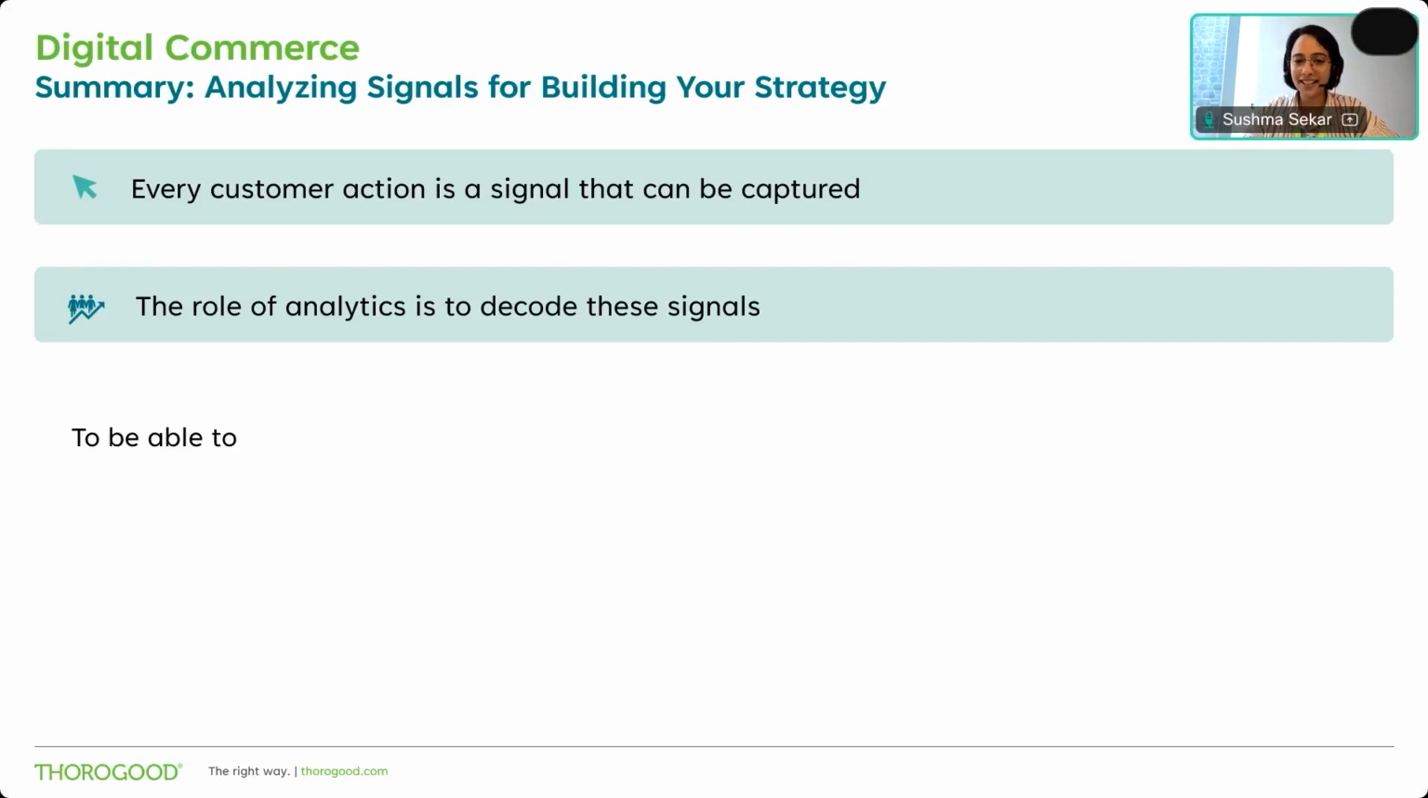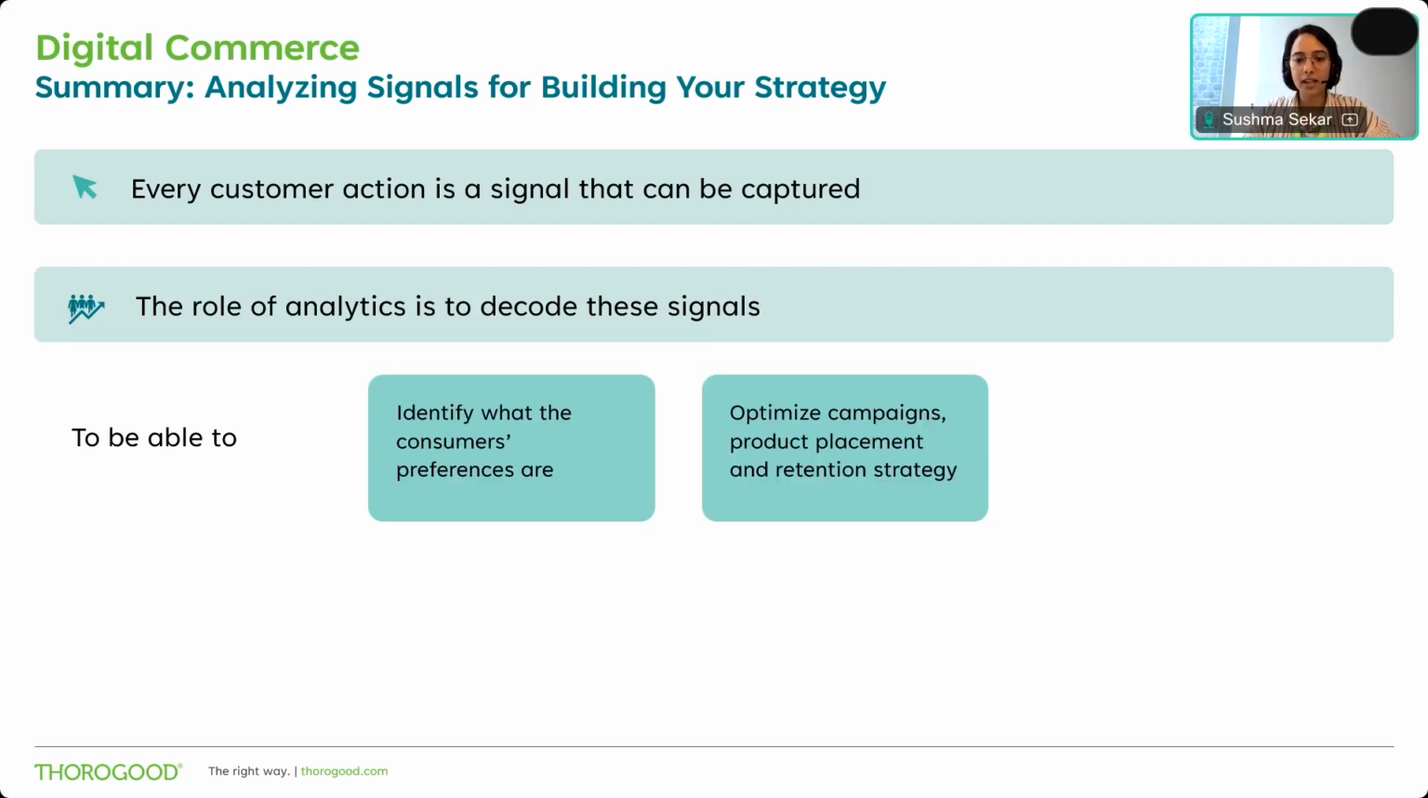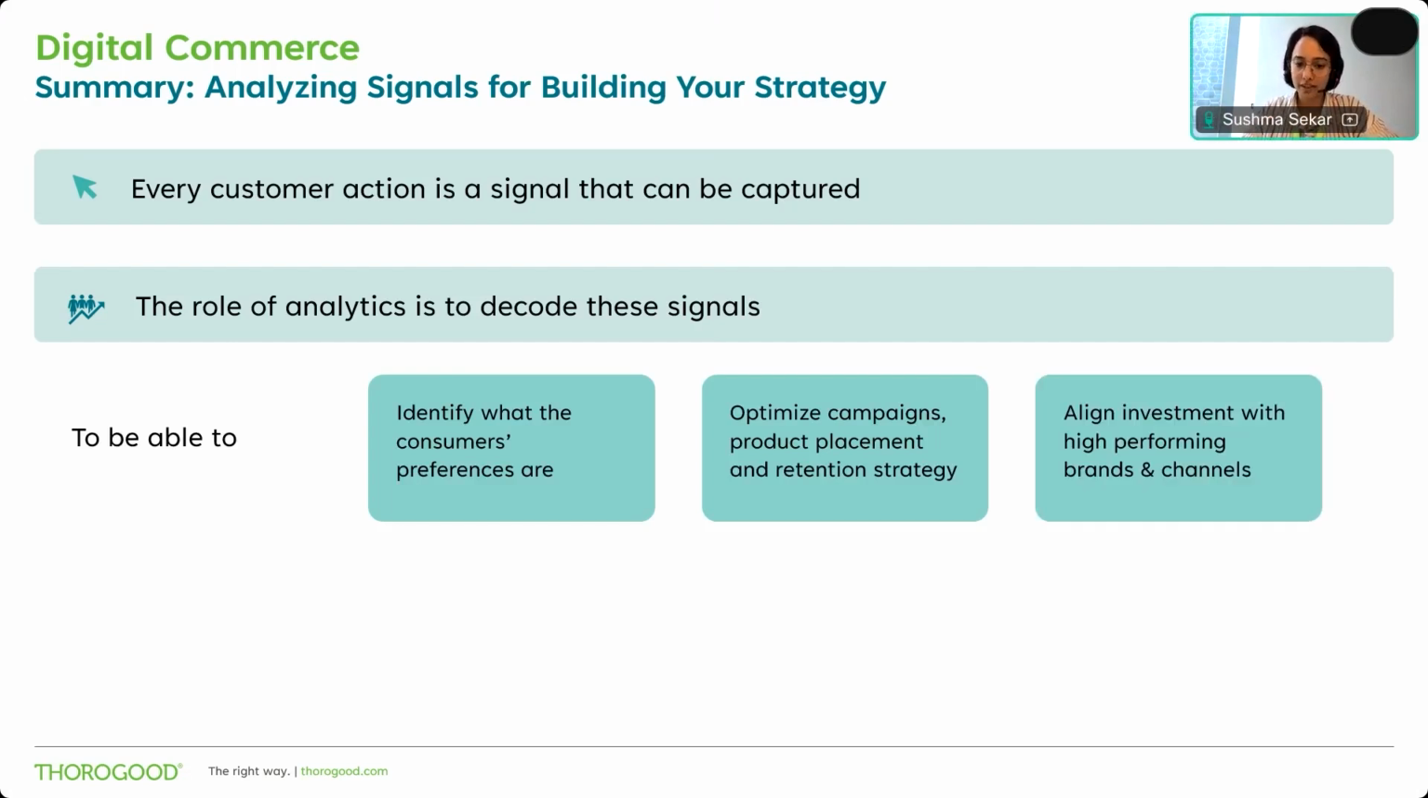Why would you want to do something like that? As a brand, it's helpful to understand their preferences to improve your digital commerce KPIs. And this would help the business optimize campaigns, product placement on the shelf, your customer retention strategy, and more. And more importantly, it will help you align your investment with brands that perform well and channels that generate most traffic. And what do you gain from this?